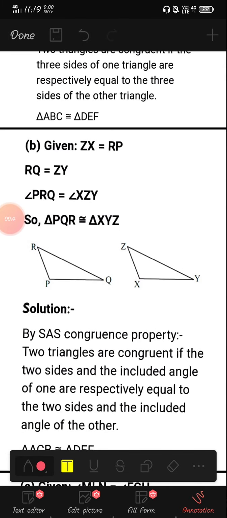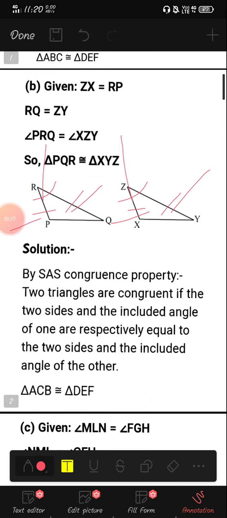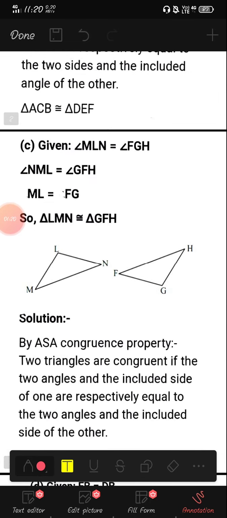congruent. Next is ZX is equal to RP, RQ is equal to ZY and angle R is equal to angle Z. It is given. So it is showing the SAS congruence property, means side angle side, in which two triangles are congruent if the two sides and the included angle of one are respectively equal to the sides and included angle of the other triangle. In that way both the triangles are congruent.